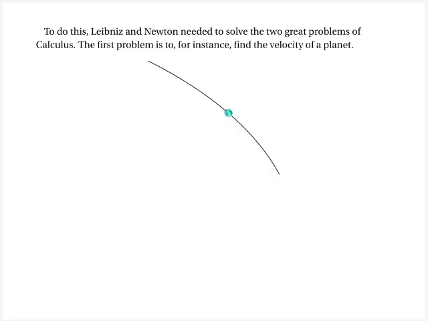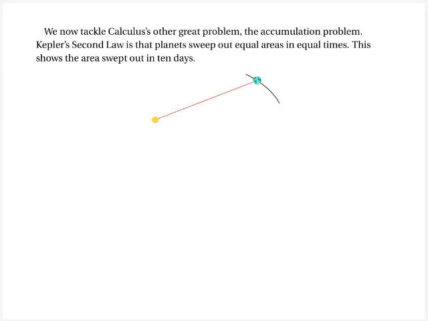The first problem is to, for instance, find the velocity of a planet. So there's a planet moving along its orbit. That's the rate of change problem, and we've been working on that for probably 2/3 or 3/4 of the course. So they developed a derivative for that. But we're now going to tackle calculus's other great problem, which is the accumulation problem.